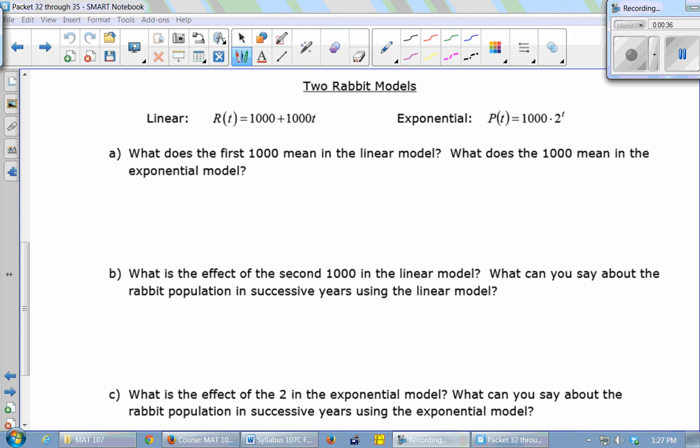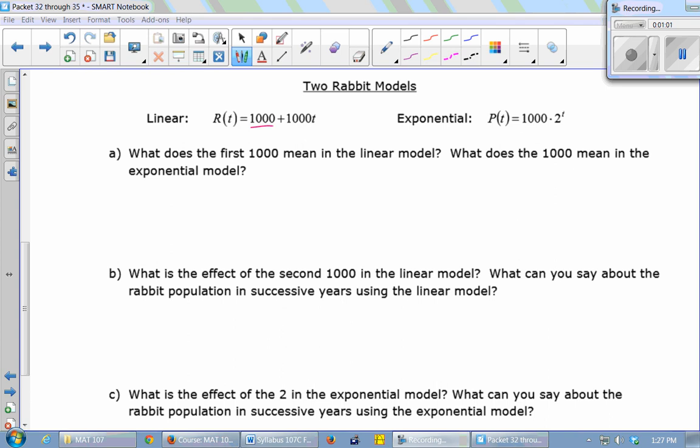So we had two rabbit models. We developed two models for the rabbit population. This first one was linear, right? And it represented a growth of 1,000 rabbits per year. And the second one you figured out we call exponential, and it represented a doubling of the rabbit population every year. So if we look at the linear model, what does this first 1,000 represent?